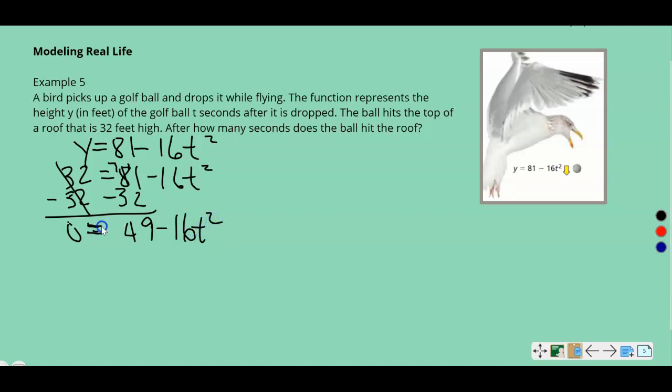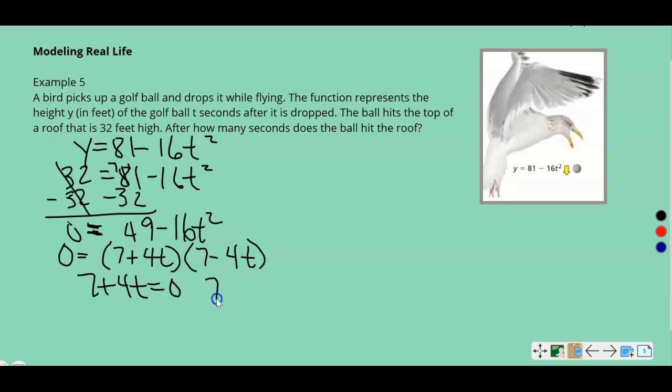All right, luckily 49 is still a perfect square. 7 squared is 49. 4 squared is 16, and t squared is just t times t. So we still have a difference of perfect squares. So we can set this up as such. So we're going to have 7 plus 4t and 7 minus 4t. All right, then we can set each one equal to 0 and solve. So 7 plus 4t equals 0 and 7 minus 4t equals 0.